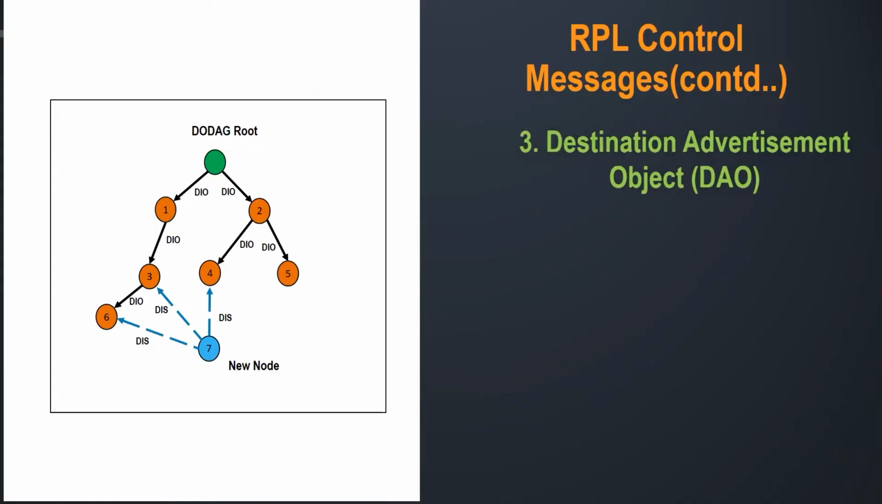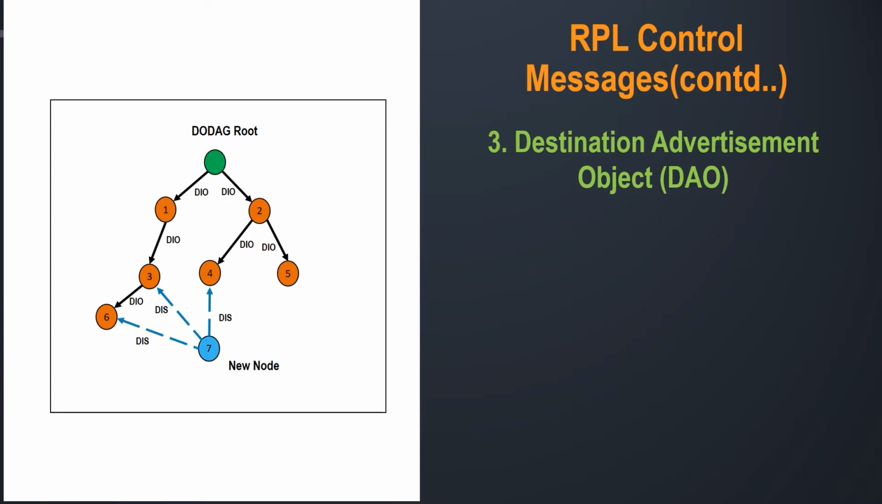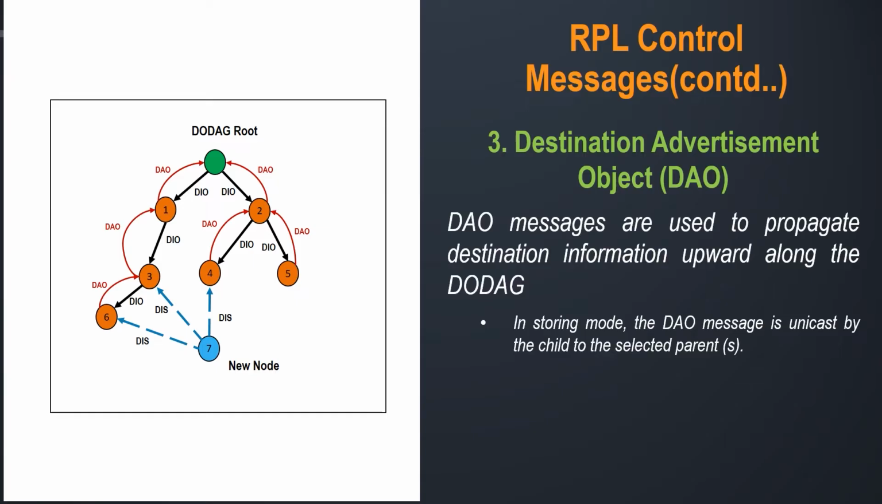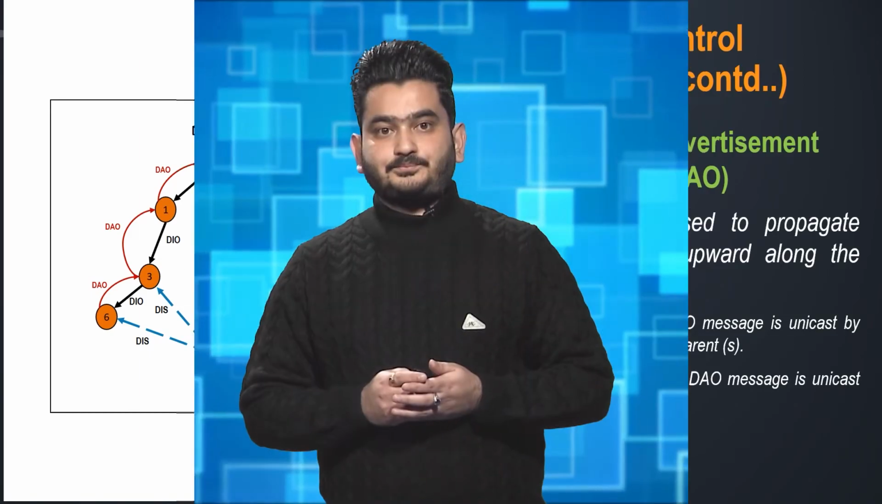Next is the Destination Advertisement Object, that is the DAO. DAO messages are used to propagate destination information upwards along the DODAG. In storing mode, the DAO message is unicast by the child to the selected parent. In non-storing mode, the DAO message is unicast to the DODAG root.